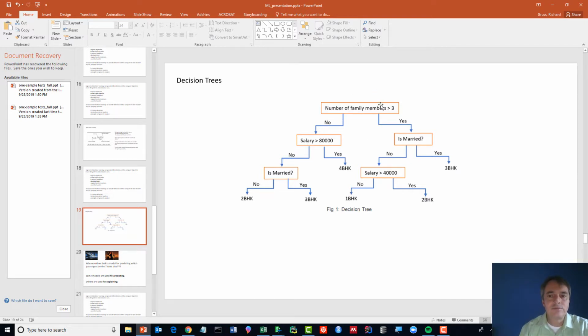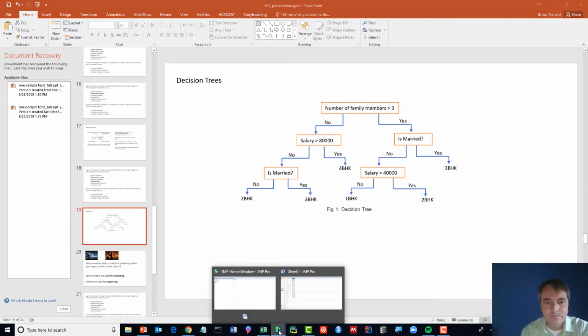You can go down the tree either way, but the idea is that at each stage of the tree, you are asking a question about one variable. Number of family members is one column variable, salary is one column variable, and married, yes or no, is one column variable. So we are basically taking the data and splitting it one variable at a time. Let's go ahead and see that in action with our churn data.